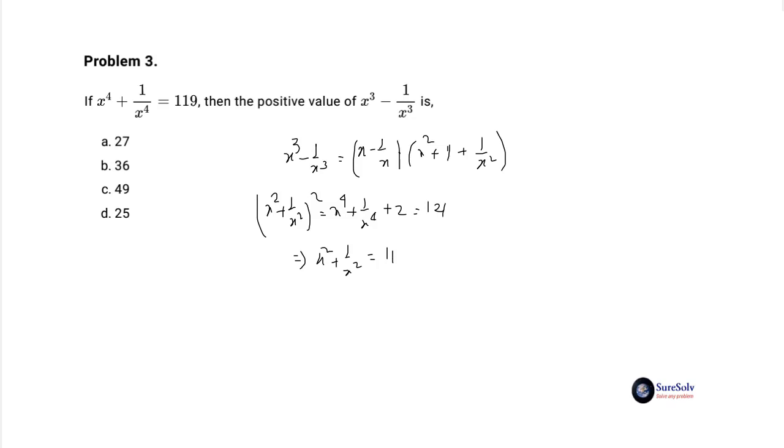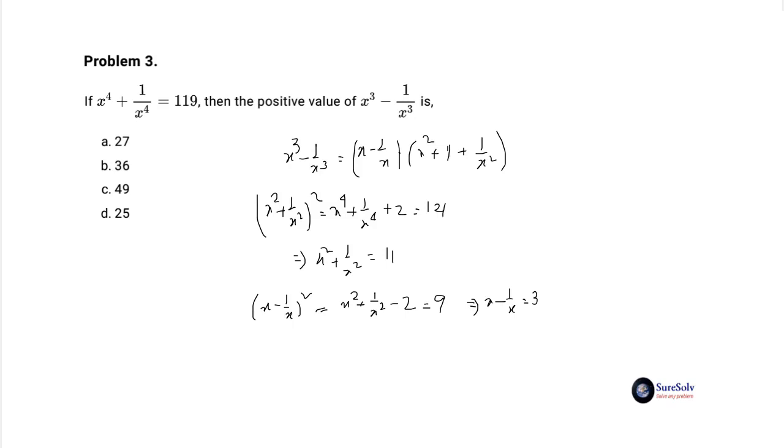Being sum of squares, it has to be positive. Next evaluate x minus 1 by x. X minus 1 by x whole square equal to x square plus 1 by x square minus 2 equal to 9. Or x minus 1 by x equal to 3. As positive value of x cube minus 1 by x cube is wanted in the question, we will ignore negative value of x minus 1 by x.